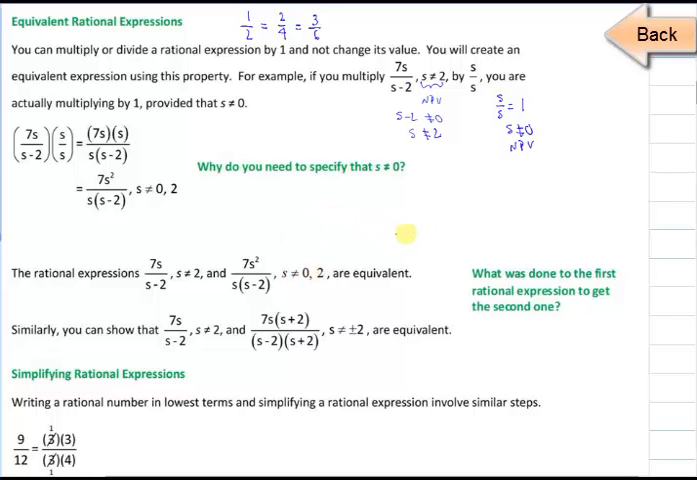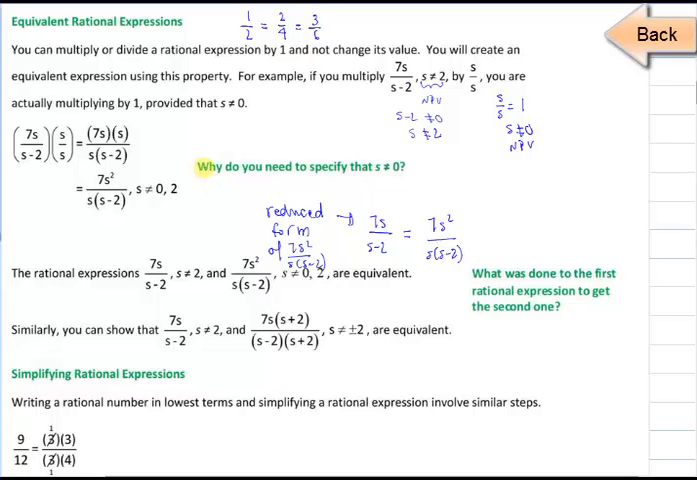Okay, so in other words, 7s over s minus 2 is the same as 7s squared over s times s minus 2. It just so happens that this one is the reduced form of 7s squared over s times s minus 2. Okay?